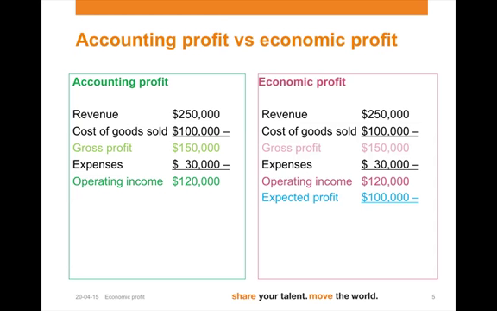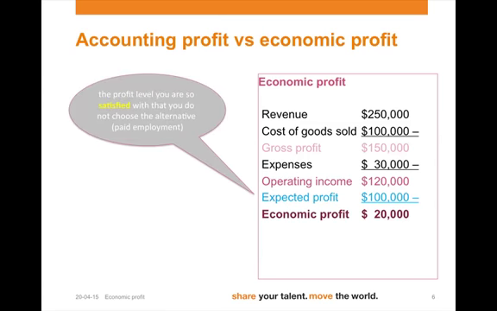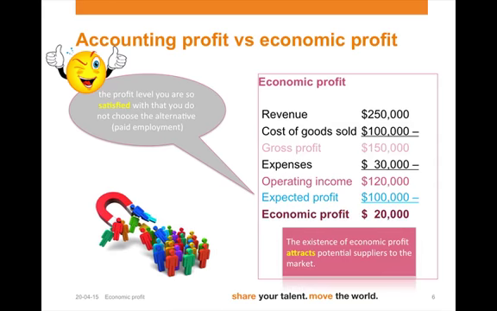Where economic profit differs from accounting profit is that in economic profit we include expected profit. The expected profit that the business owner expects for his activities. The difference between the operating income and the expected profit is what we call economic profit. In other words, the profit level you are so satisfied with that you do not choose the alternative, being paid employment. However, the existence of economic profit attracts potential suppliers to the market.